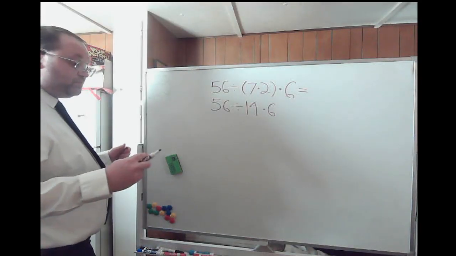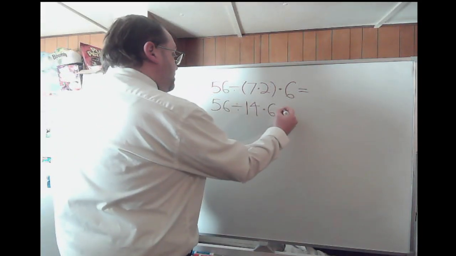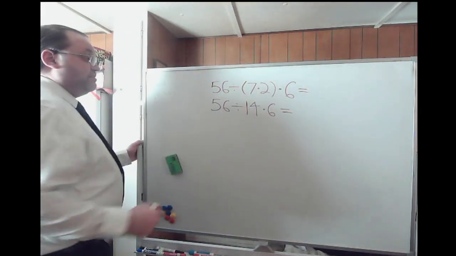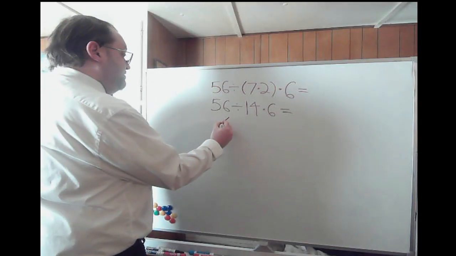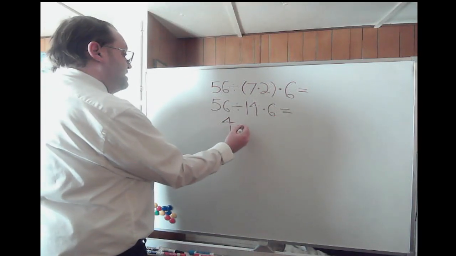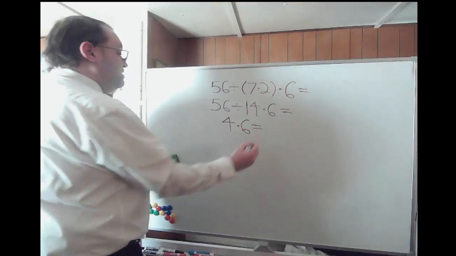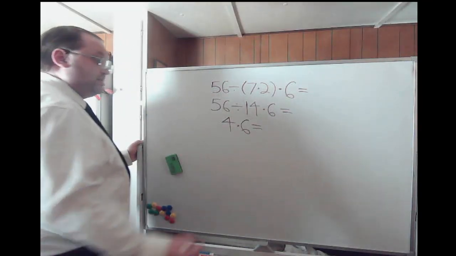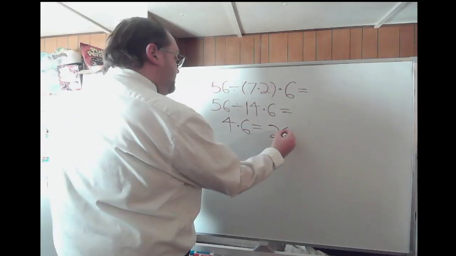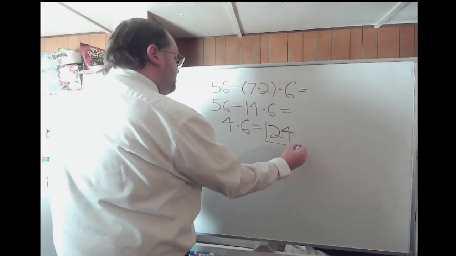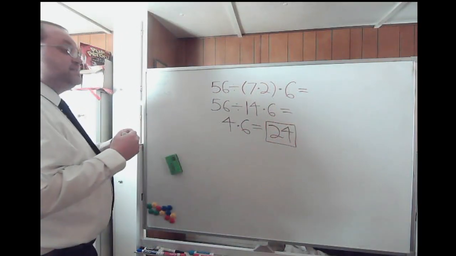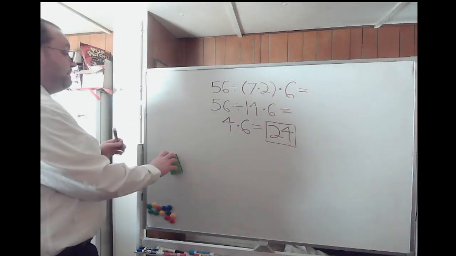So what we're going to do first then is 56 divided by 14, which would happen to give you 4. You'll still have 4 times 6 you've got to deal with. Well, what is 4 times 6? That's 24. So the answer to this math problem would be 24, based on the order of operations.